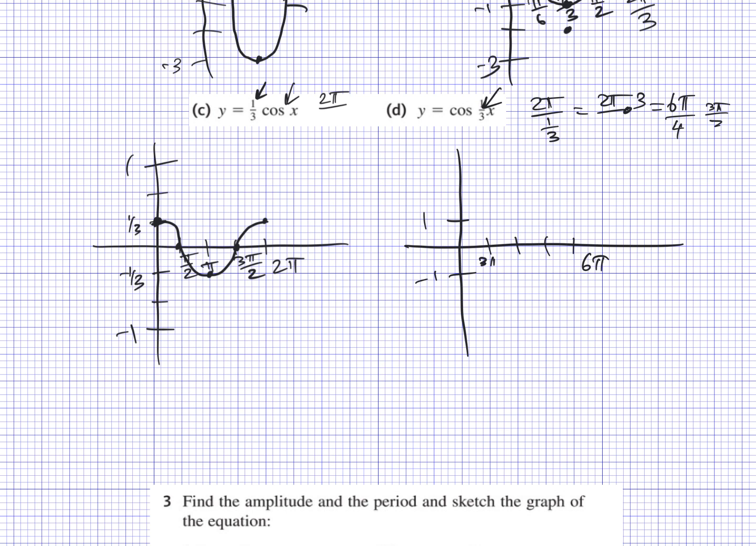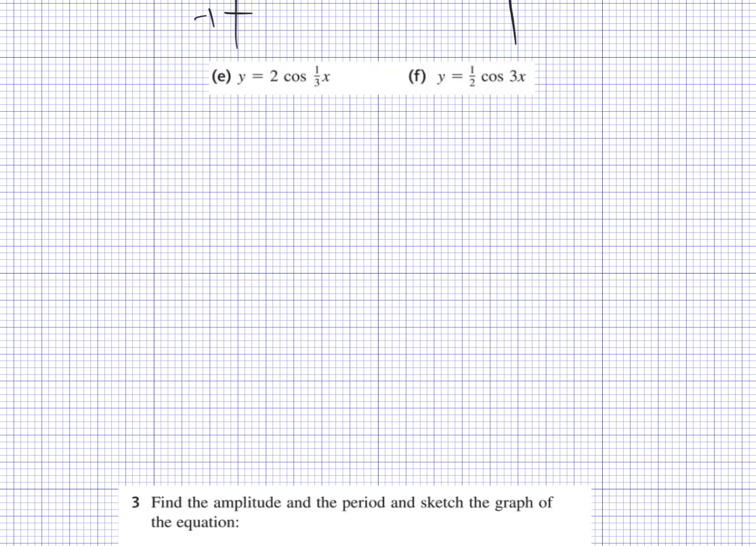So this is 3 pi over 2, and another 3 pi over 2 is 6 pi over 2, and another 3 pi over 2 is 9 pi over 2, and another 3 pi over 2 is 12 pi over 2, or 6 pi. So now we mark them. So we can use different colors here. Probably make it look better. There you go. All right, let's go on to the next one.